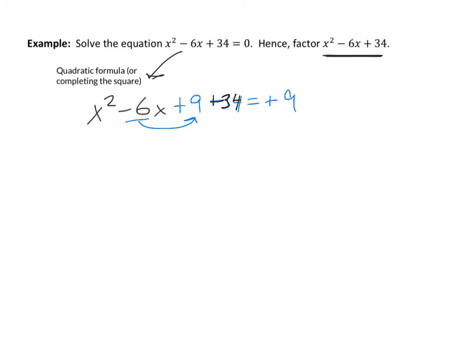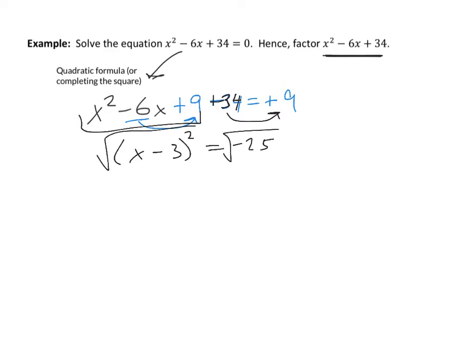In doing that, this thing here is a perfect square trinomial. I can express it as (x minus 3) squared, and then I could subtract the 34 to the other side and get negative 25. I then square root both sides. This gets me x minus 3 equals plus or minus, and now we can take the square root of a negative number. This would be 5i, and so here I'm going to have x equals 3 plus or minus 5i.